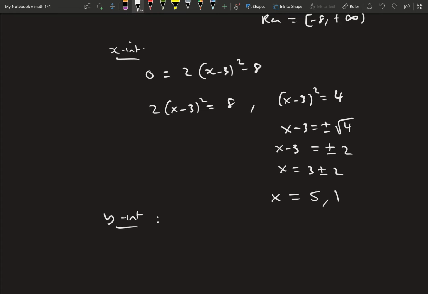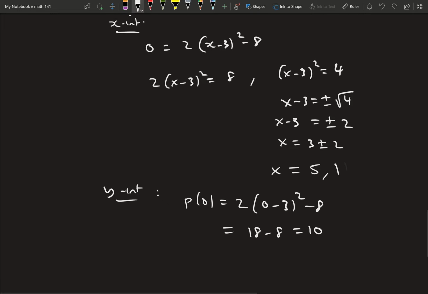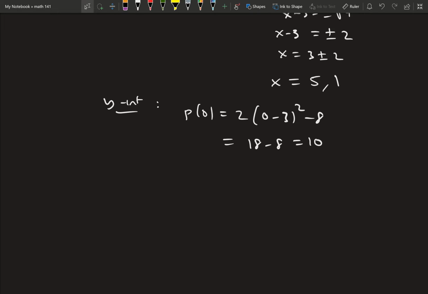For the y-intercept, we have p of 0. We plug in 0. We get 0 minus 3 squared minus 8. 9 times 2 is 18. So 18 minus 8 is 10. And so we can graph in the following way.